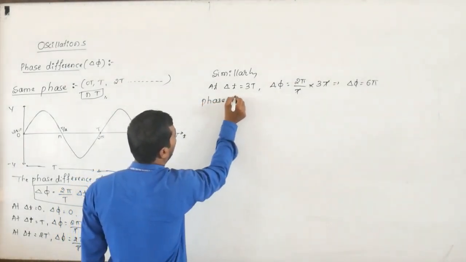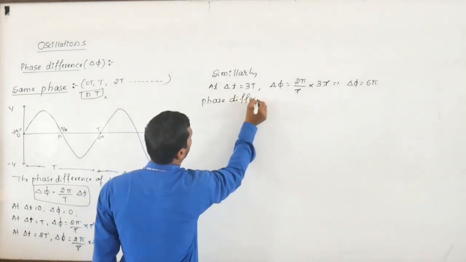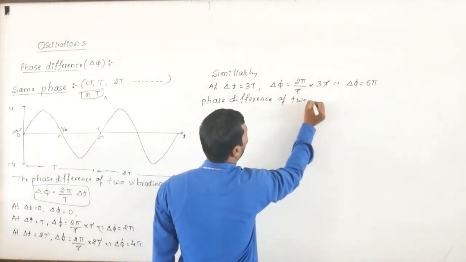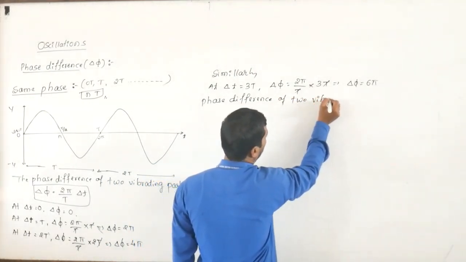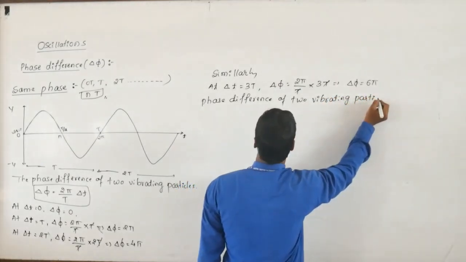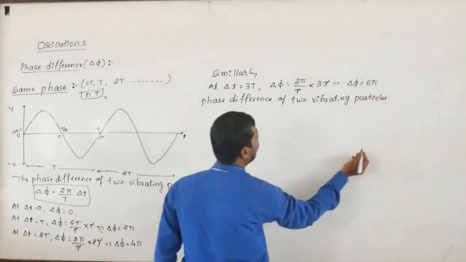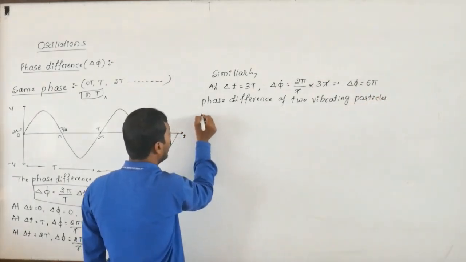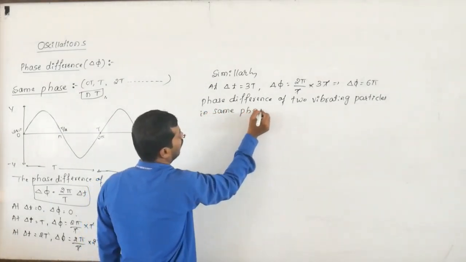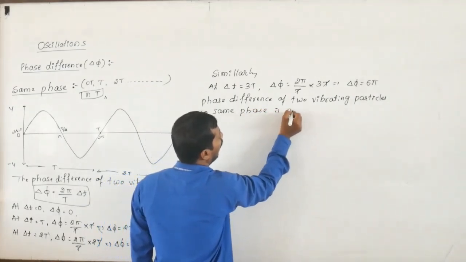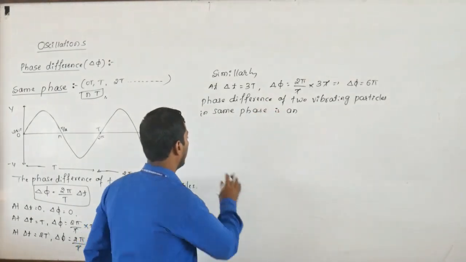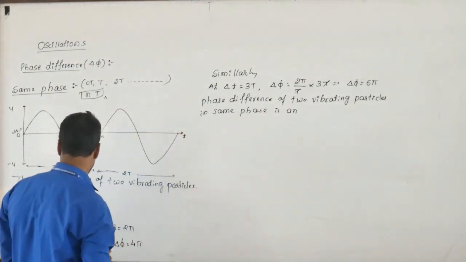The phase difference of two vibrating particles in same phase is an integral multiple of something. I will write first here, after that I will continue the sentence.